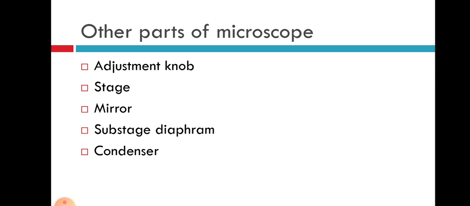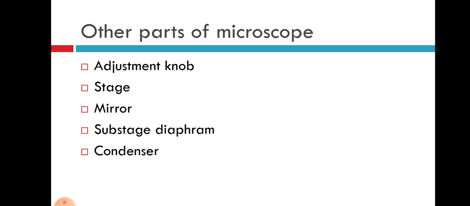The next part is the mirror. The mirror reflects light which is transmitted through the object for observing it. The mirror has 2 planes, one concave and the other plane. When natural light is available, the plane mirror may be used for reflection of light because a concave mirror would form window images. With artificial illumination, the concave mirror is necessary for higher magnifications, whereas for lower, the plane mirror may be used.